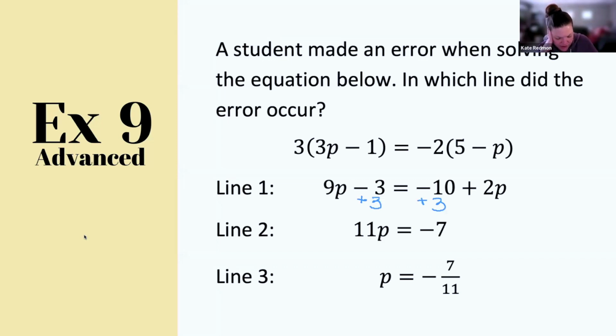And let's check their work there. Subtracting 3 and adding 3 cancel, and I see no constant terms on the left. That looks good. -10 plus 3 would give me -7. That looks good too. Now let's look at moving the p term over the other way.